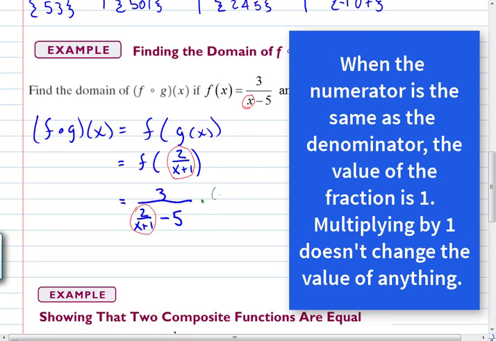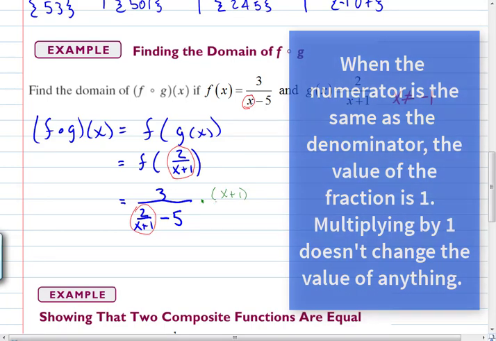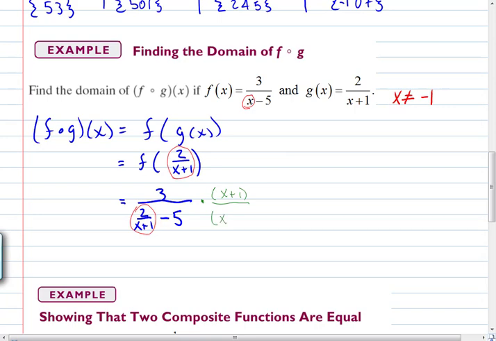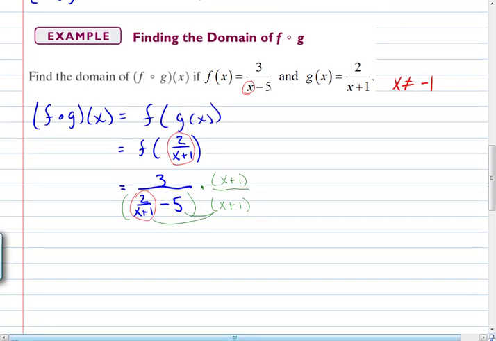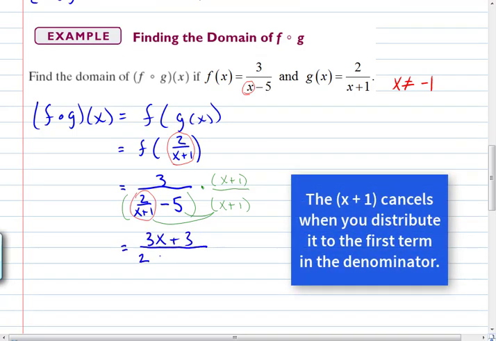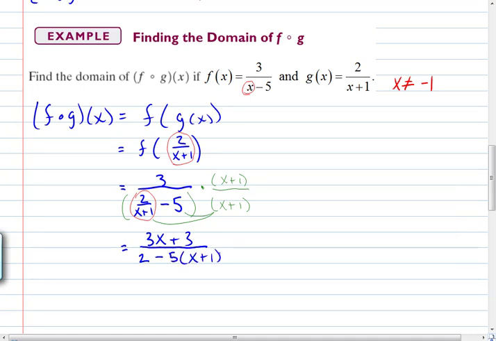So I'm going to multiply the numerator by x plus 1, and I'm going to multiply the denominator by x plus 1. And when I do that, then I'm going to end up distributing that denominator across to both of these terms. So that's going to give us 3x plus 3 over 2 minus 5 times x plus 1. Can I simplify this further? So this is going to be 3x plus 3 over 2 minus 5x minus 5. And when we combine like terms in the denominator, we get 3x plus 3 over negative 5x minus 3.